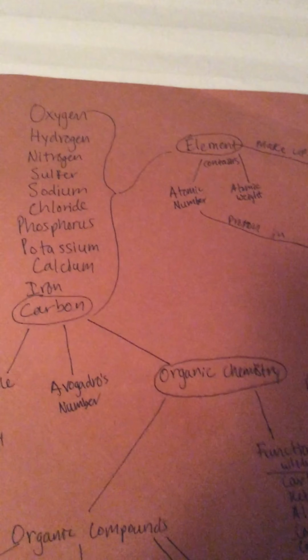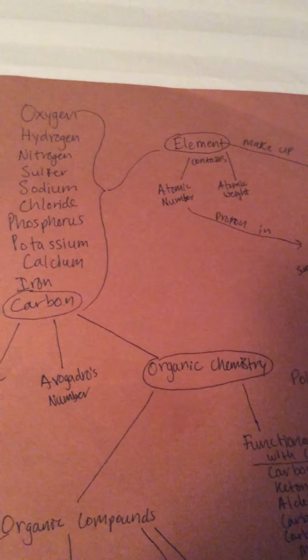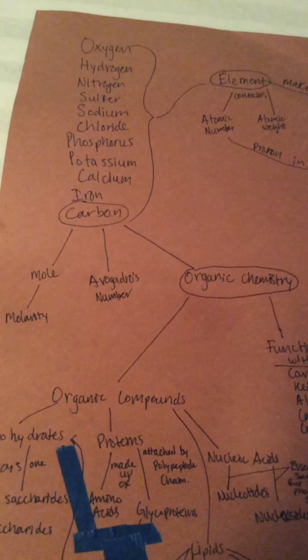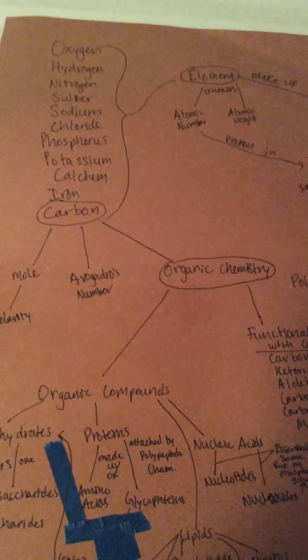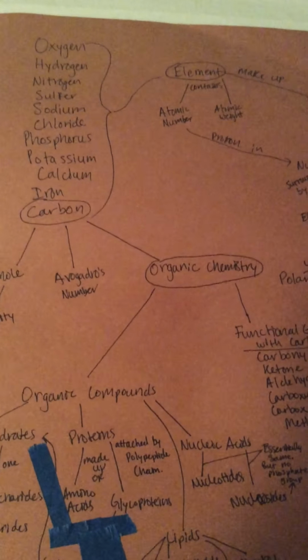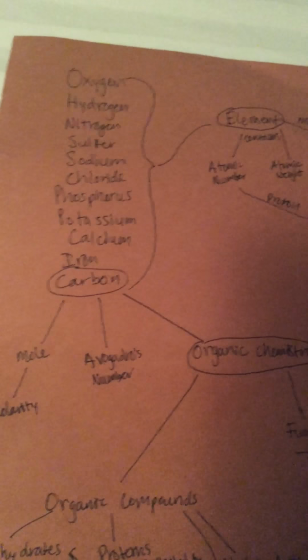To the elements we go. Here we have oxygen, hydrogen, nitrogen, sulfur, sodium, chloride, phosphorus, potassium, calcium, iron, and last but not least, carbon. Carbon is very important for chemistry. There is a whole branch of chemistry just dedicated to it, and that is organic chemistry. But let me talk here about the mole first, Avogadro's law, and molarity.